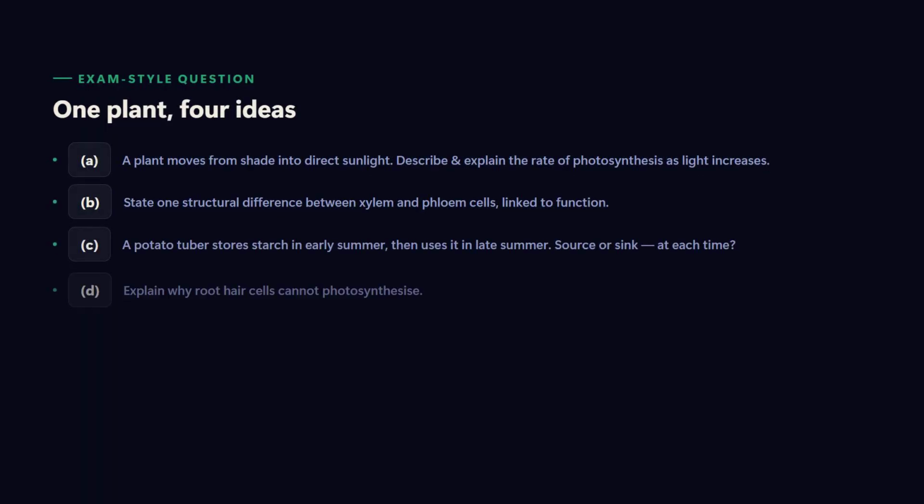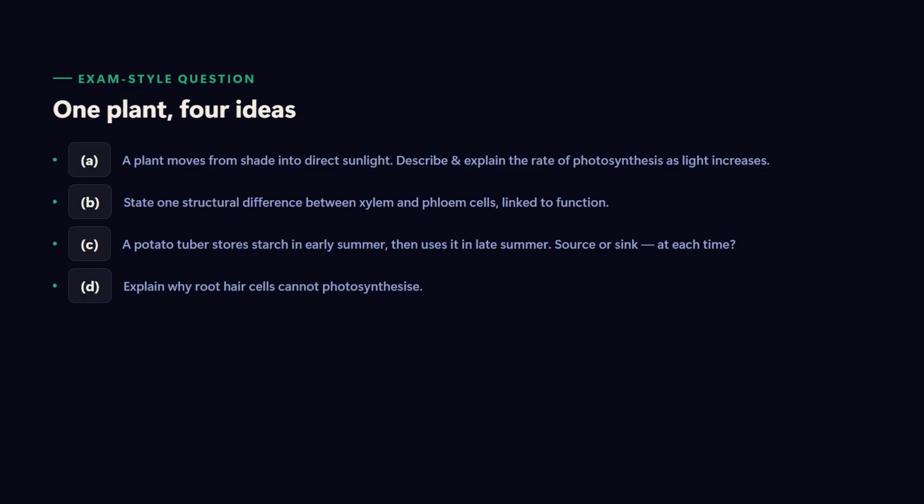Now, a full exam-style question tying together everything in this lesson. Part A. A plant is moved from a shaded room into direct sunlight. State and explain what happens to its rate of photosynthesis as light intensity keeps increasing, right up to the point where light stops being the limiting factor. Part B. State one structural difference between xylem and phloem cells and link it to their different functions.